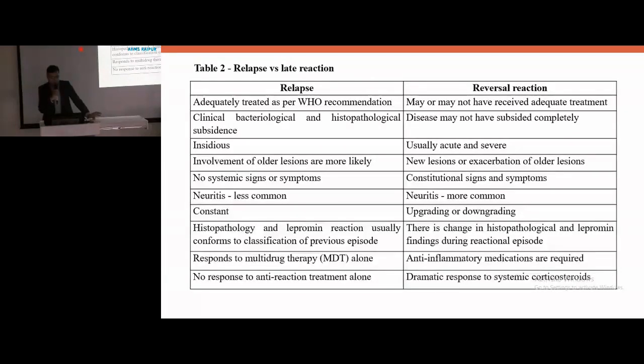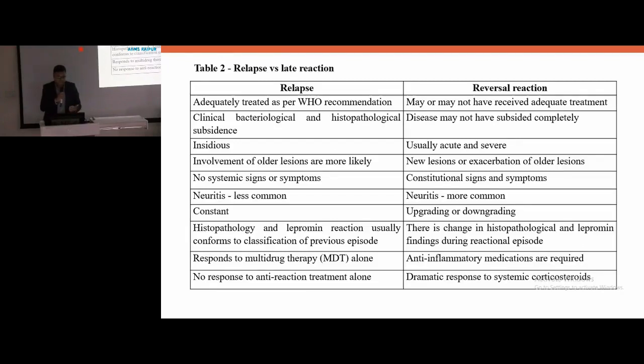So if we compare relapse with late reactions, firstly, the relapse should satisfy the criteria that the patient has been treated adequately as per the WHO recommendation. In the reversal reaction, the patient may present de novo, and may or may not have received any adequate treatment. In relapse, we have a history of clinical, bacteriological and histopathological subsidence on taking adequate MDT, and then the patient is presenting. While in case of reversal reaction, the clinical presentation may be ongoing.